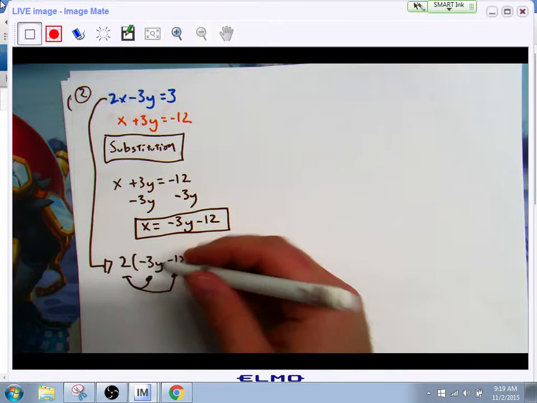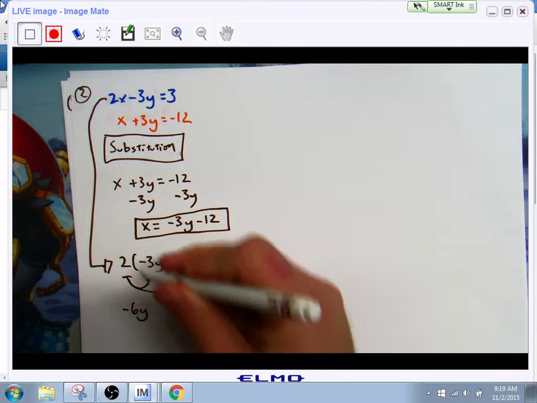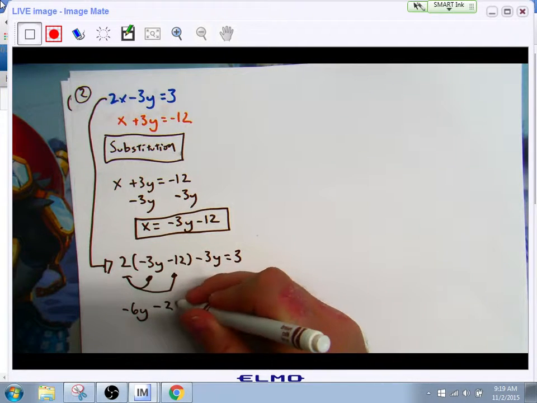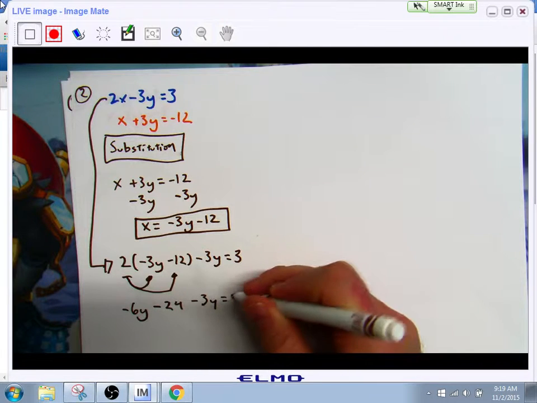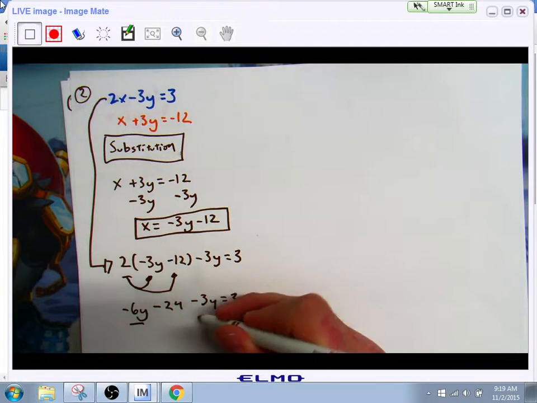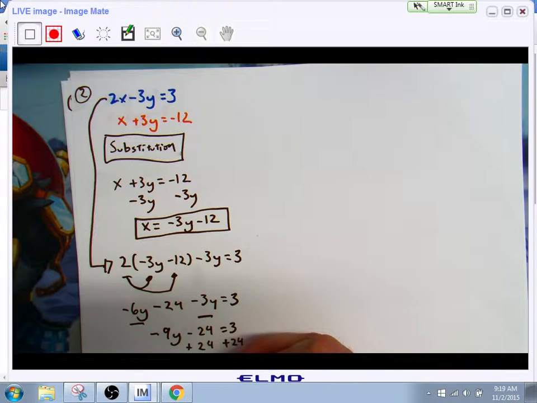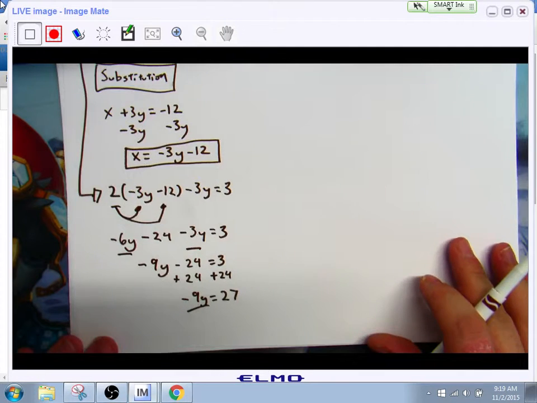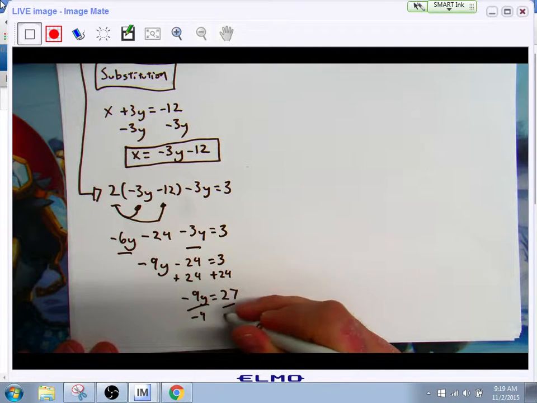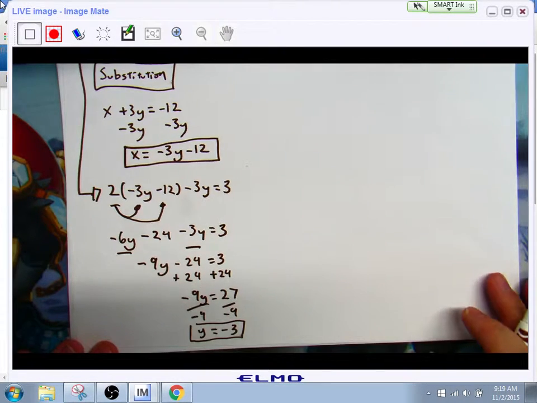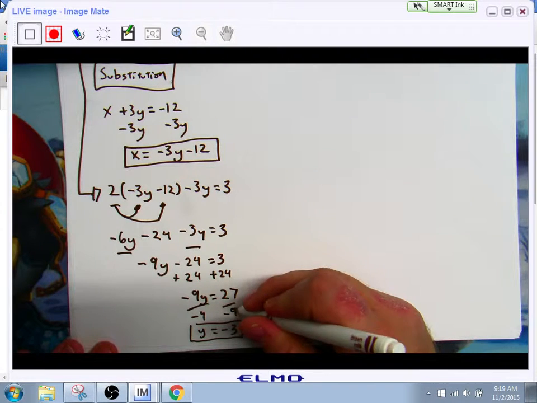Okay? So I do 2 times negative 3y, that becomes negative 6y. I do 2 times negative 12, that becomes minus 24. And then I'm subtracting another 3y equals 3. I'm going to combine my like terms. So I get negative 9y minus 24 equals 3. I'm going to get my y term by itself, so I'll add 24. Get negative 9y equals 27. Sorry, guys. Divide by negative 9. And so y equals negative 3. Cool. It kind of looks like a 4. That's supposed to be a 9.